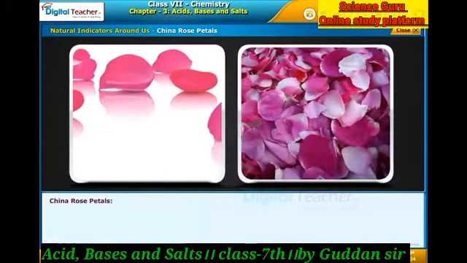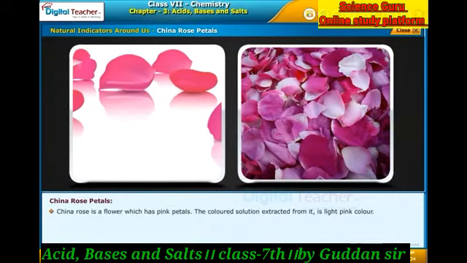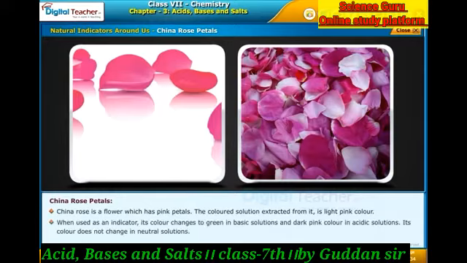China rose petals. China rose is a flower which has pink petals. The colored solution extracted from it is light pink in color. When used as an indicator, its color changes to green in basic solutions and dark pink in acidic solutions. Its color does not change in neutral solutions.